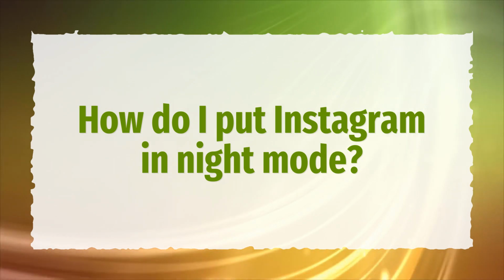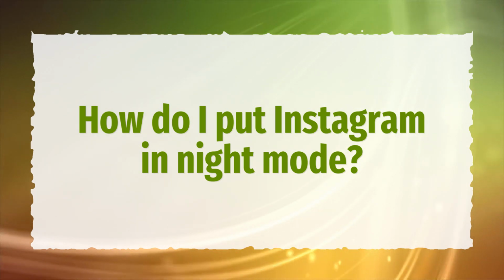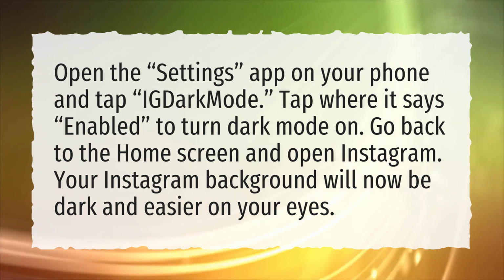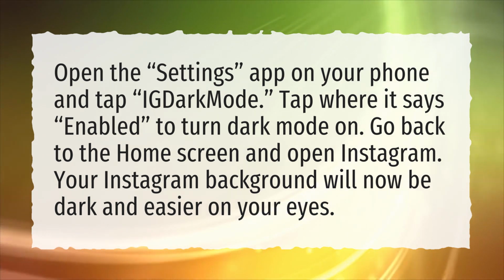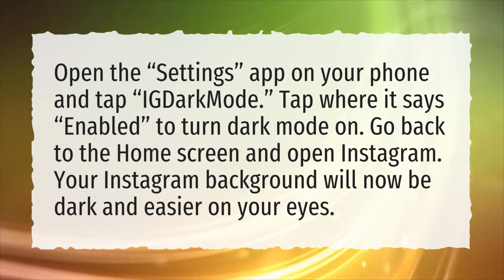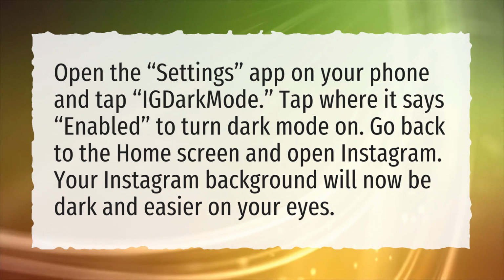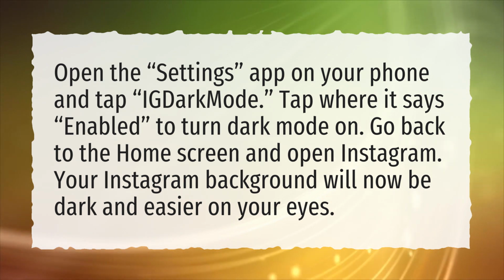How do I put Instagram in night mode? Open the Settings app on your phone and tap IG Dark Mode. Tap where it says Enabled to turn dark mode on. Go back to the home screen and open Instagram. Your Instagram background will now be dark and easier on your eyes.